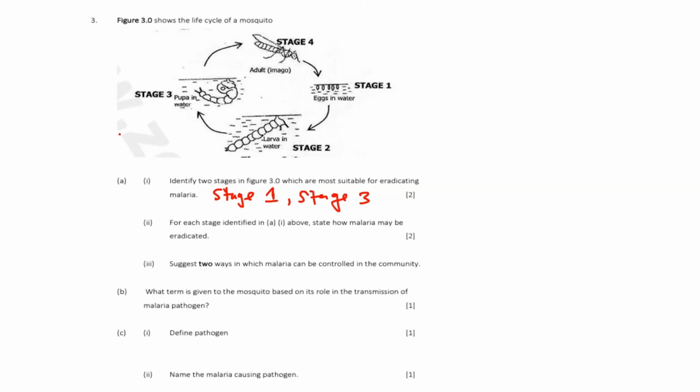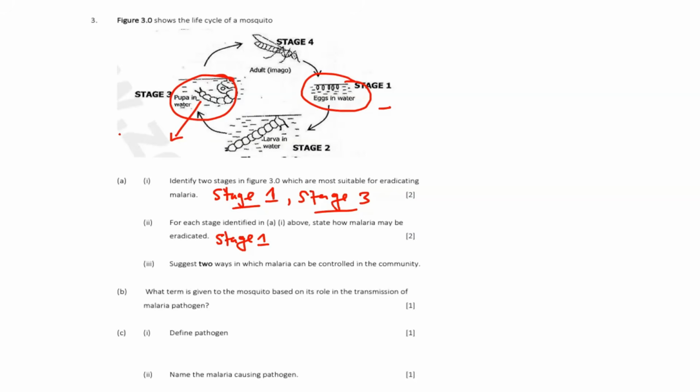Okay, so now the other question is that for each stage identified above, state how malaria can be eradicated. So I said stage 1 and stage 3. How can malaria be eradicated in these stages? So one thing that you should understand, let us start with stage 1. Look at it. These are eggs in water, and of course eggs do not move. Here we said is less active. So I've chosen the stages that are less active in terms of mobility.